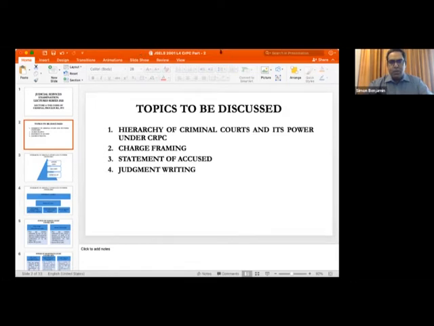So we're going to be talking about this only briefly to understand the position of these courts when they are dealing with those trials in different cases. We'll also touch upon the framing of charge. It's an important aspect as far as judicial exams are concerned. And we will also discuss judgment writing, which is another topic that's important as far as judicial examinations are concerned.